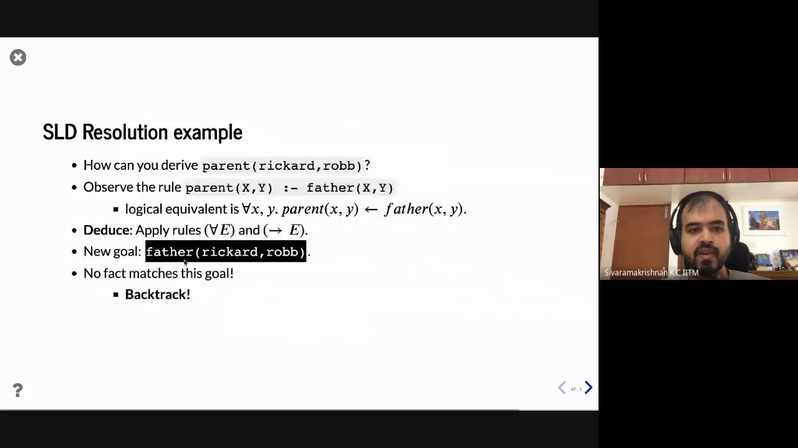The current goal is father Rickard Rob. There is nothing that unifies. And then Prolog says, okay, SLD resolution says, I cannot satisfy this goal. So what do I do?